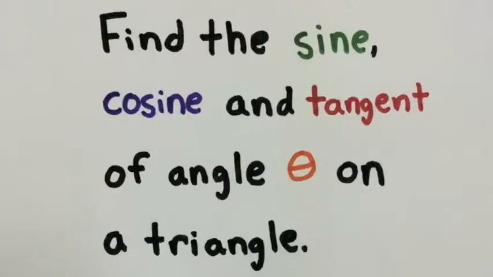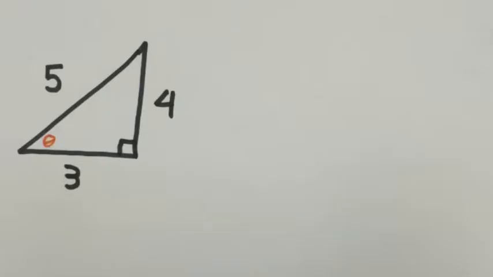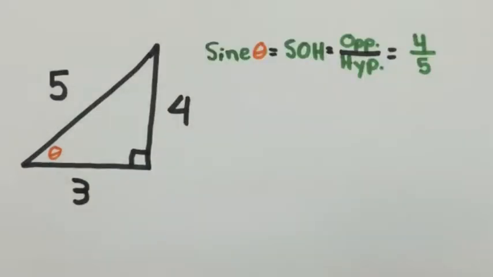Find the sine, cosine, and tangent of angle theta on a triangle. We are given a triangle with sides 3, 4, and 5. The sine of theta is the opposite over the hypotenuse, which in this case is 4 over 5.